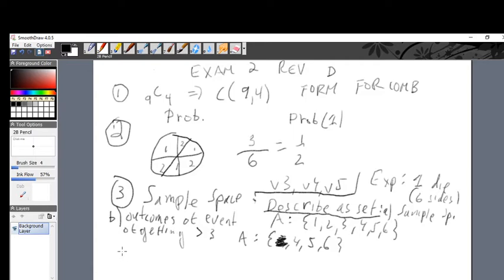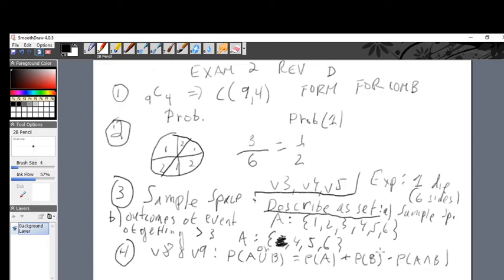Here's another thing. Don't forget the formula that has to do with V8 and V9. I believe it was the mutually exclusive and not mutually exclusive material. There was a formula that came up over there, which is the probability of A union B, where union means or, equals the probability of A plus the probability of B minus the probability of A and B, and that's the word "and" over here. Okay, it's just some quick reminders about probability that you need to brush over, and those videos will help you.